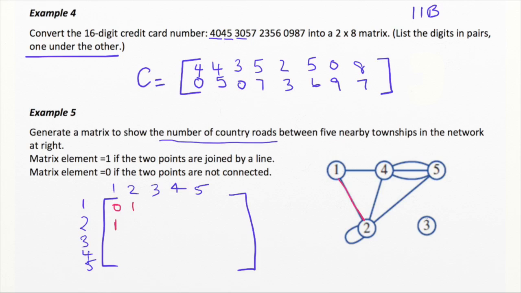To go from 1 to 3, there is no pathway. There's nothing that's connecting it. So 1 to 3 is 0, and same over here. 3 to 1 is 0. 1 to 4, there's another road there, so that's a 1 and a 1. And then finally from 1 to 5, there is no direct path. So what we're looking at is the direct paths. There are no direct paths.